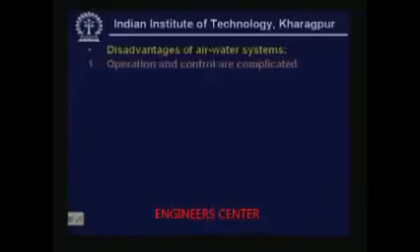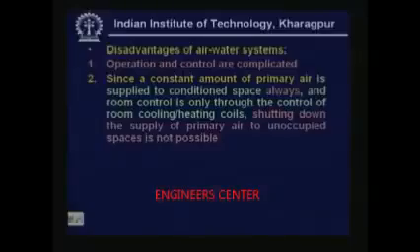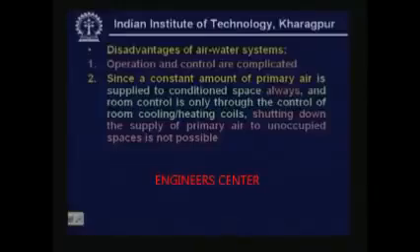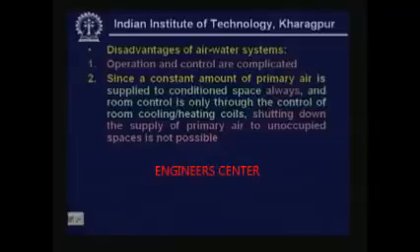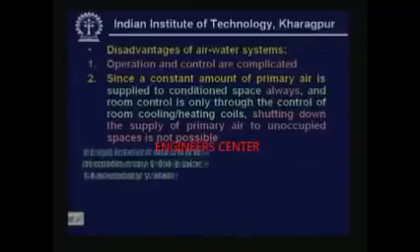Operation and control are complicated because you have to control both the water as well as air. Since a constant amount of primary air is supplied to the conditioned space always, and room control is only through the control of the room cooling or heating coils, shutting down the supply of primary air to unoccupied spaces is not possible. That means even if there is nobody in the conditioned space, still you have to supply a constant amount of primary air. Okay, so this is actually a wastage, but you cannot help it in this kind of system.